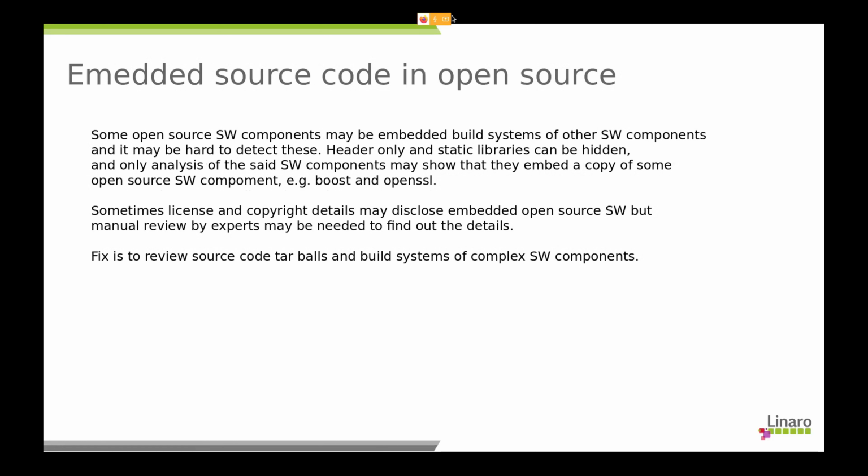Yeah, another major problem is embedded source code. Some open source software components may be embedding into their build system lots of other software components, and these may be hard to detect. There are header-only libraries or even static binaries sometimes embedded there, and only an analysis of the software component builds may show that they're actually using an embedded copy of Boost or OpenSSL. Sometimes these issues are visible if you do quite thorough licensing and copyright analysis of the software component as well. But sometimes even this doesn't give you enough details.